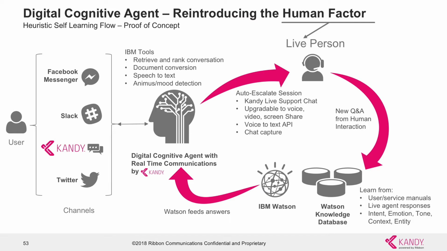But if for some reason the answers that the bot is providing are not satisfying the customer, or IBM Watson, which is monitoring that interaction with the customer, detects that the customer's mood is deteriorating, it triggers an automatic escalation to a live support human agent and transfers the chat transcript to the human.